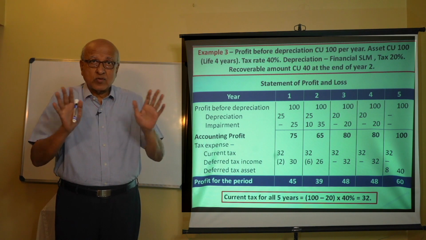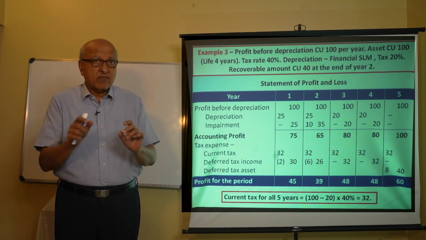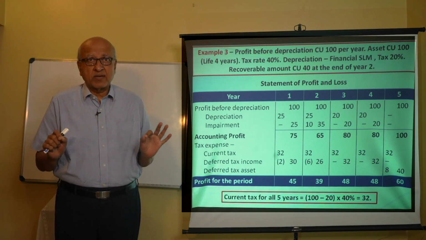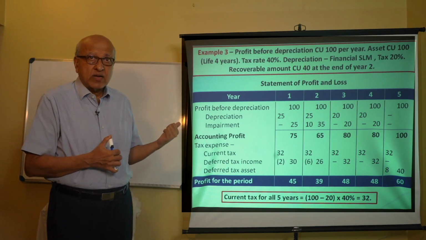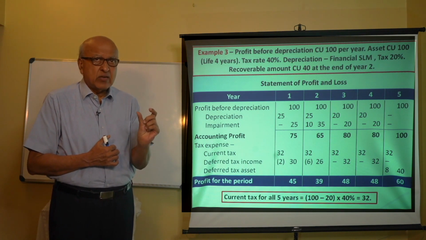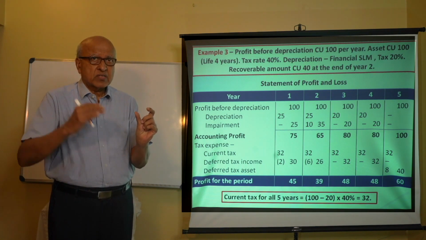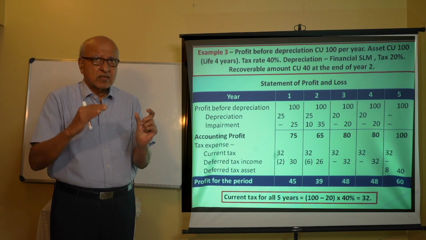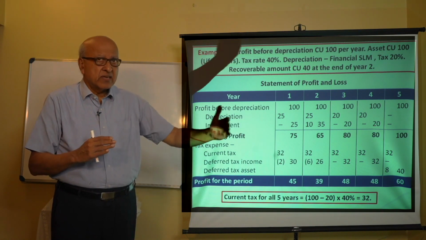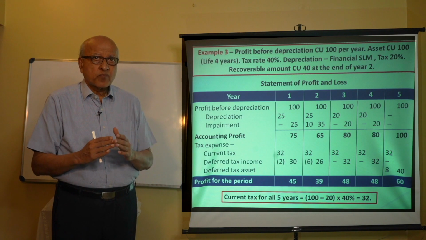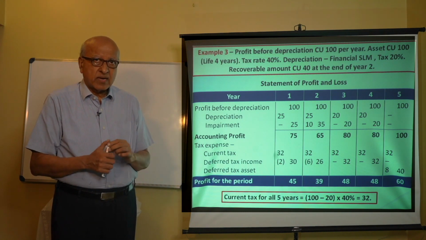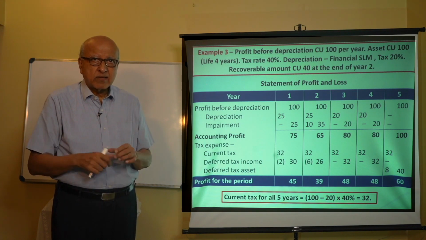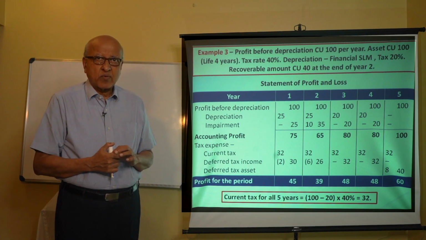But it has nothing to do with the tax base. Income tax has nothing to do with impairment. That means there will be an effect on accounting profit. You will be charging a reduced amount of depreciation because the carrying amount is getting less. If the period is the same, you will be charging a lesser amount of depreciation, but nothing to do with the calculation of taxable profit.